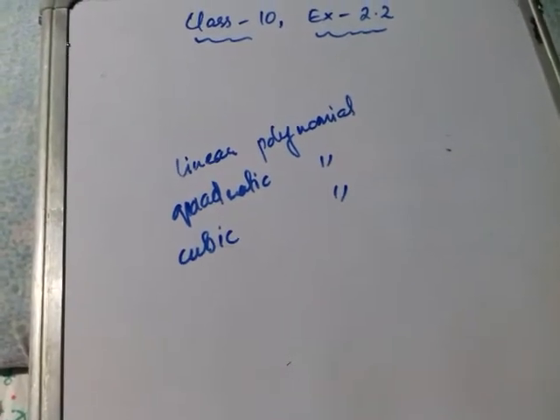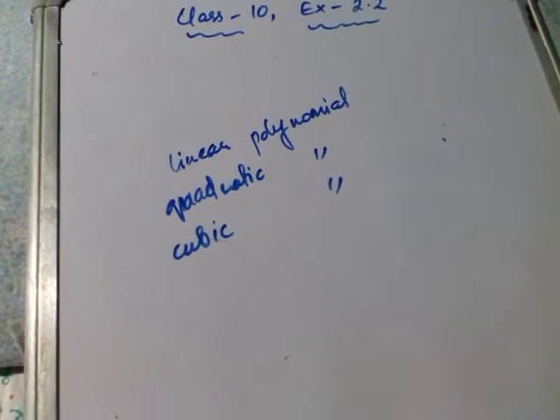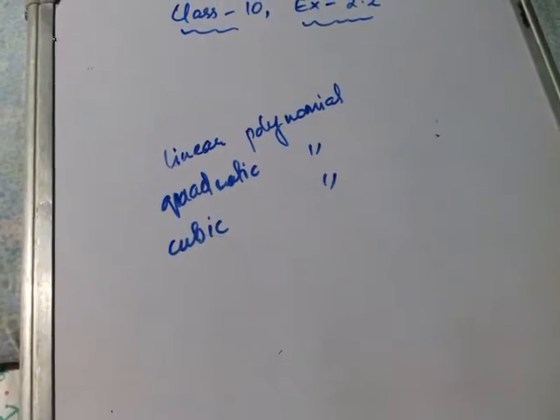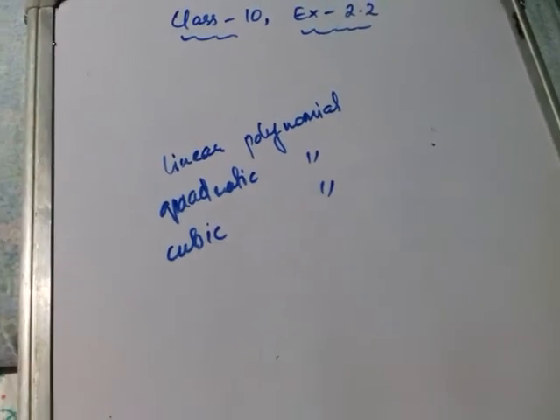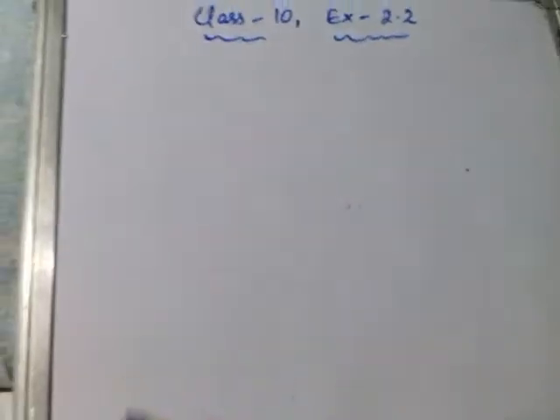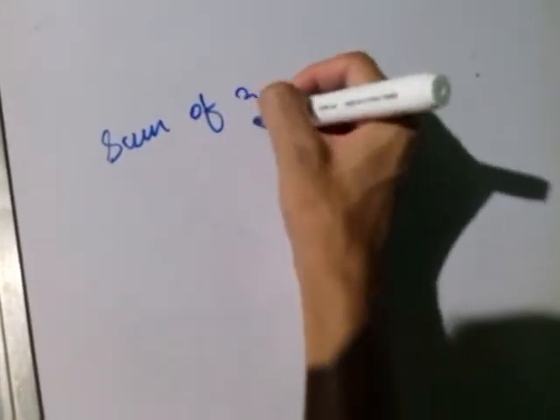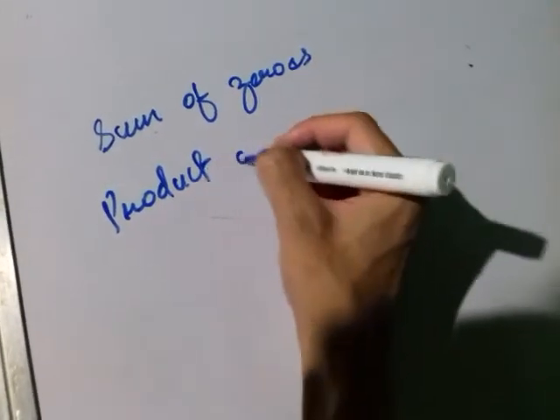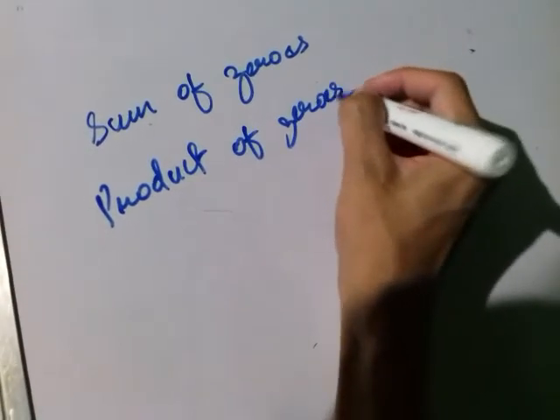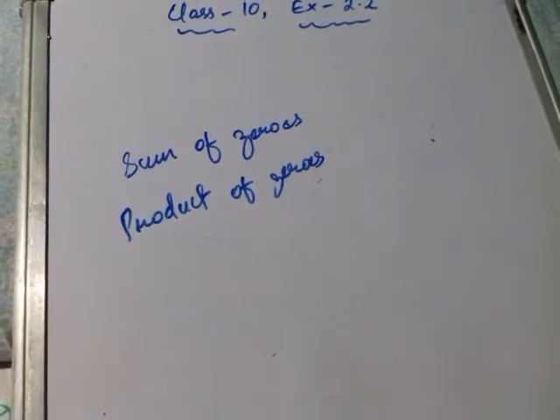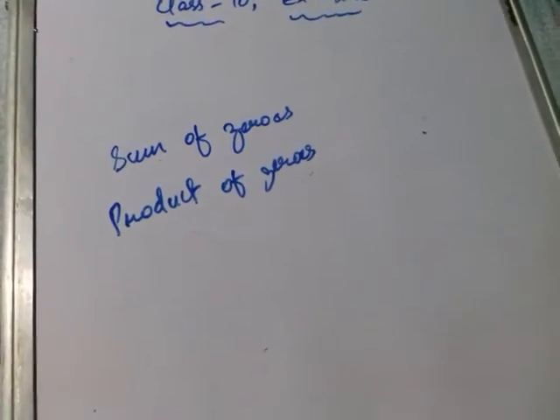So exercise 2.1 is not so much important. So I won't do this and I won't explain it, but I will do it from exercise 2.2. To understand exercise 2.2, you need to first know what is sum of zeros and product of zeros. If you understand these two, then you can start exercise 2.2.